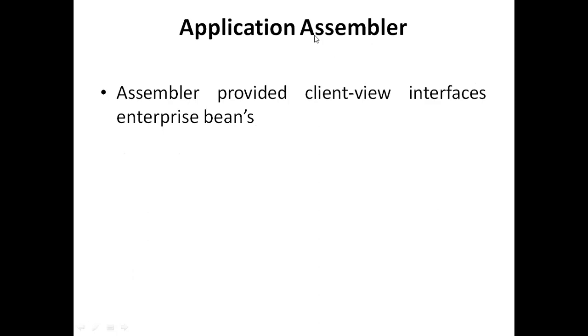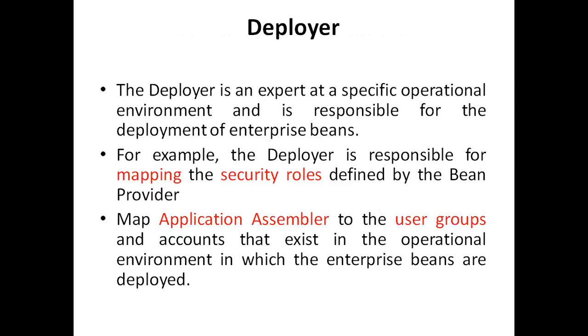It also acts as the application provider or application assembler. This application assembler will provide the client view interfaces for the Java beans. The client should interact with the bean that is present in the server, isn't it? You need an interface between the client and the application bean that you have deployed in the server. So the application assembler is the interface between the client and the enterprise bean.